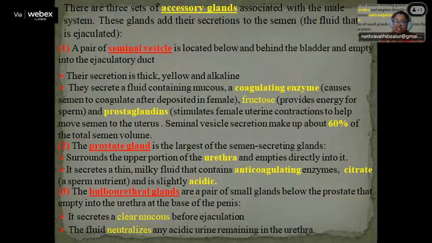Now, the question is, which is the energy molecule which provides energy for the sperm to move? Is it fructose or glucose? Can anyone answer?